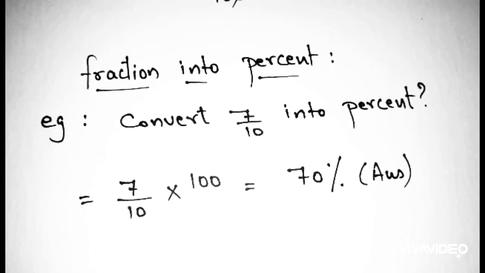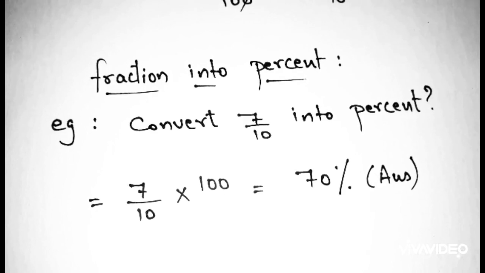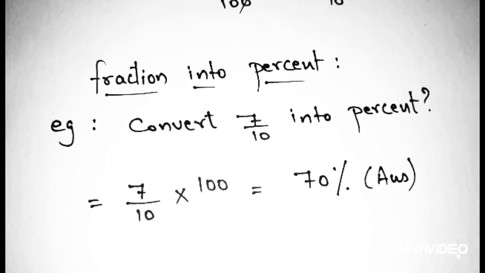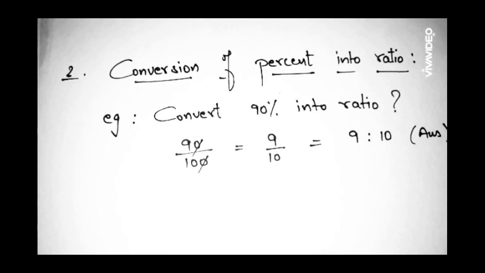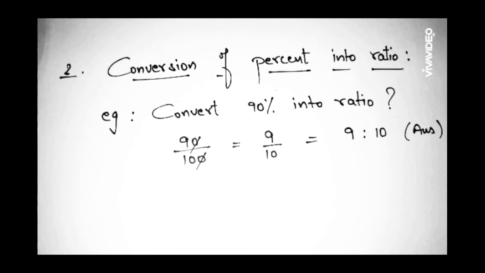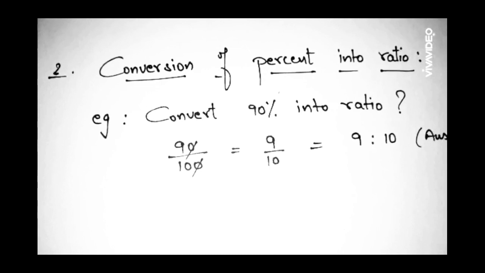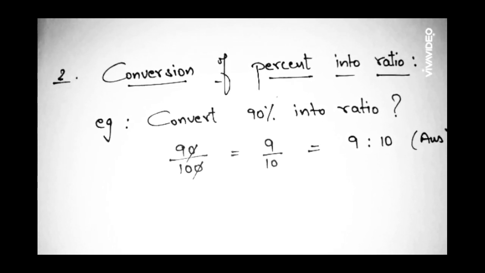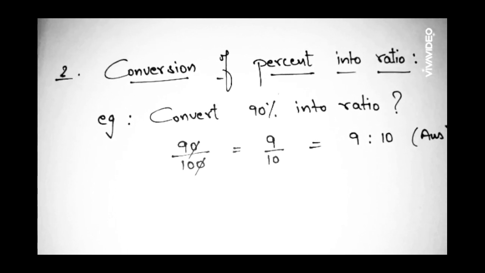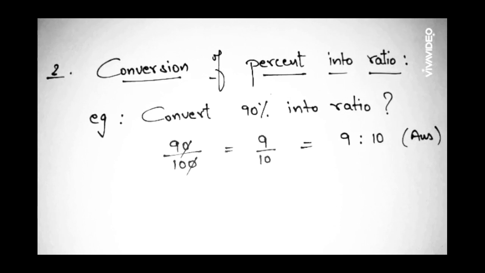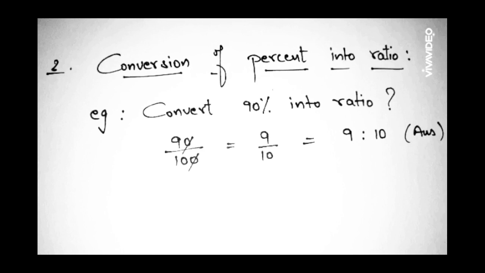Convert 7 by 10 into percent. According to the rule, 7 by 10 into 100, so the result will be 70%. Next we are going to discuss how we convert percent into ratio. We all know the property of ratio. When anything is written in the form of A is to B, it is considered as ratio. You already know that A upon B can also be written as A is to B. Let's see the example.